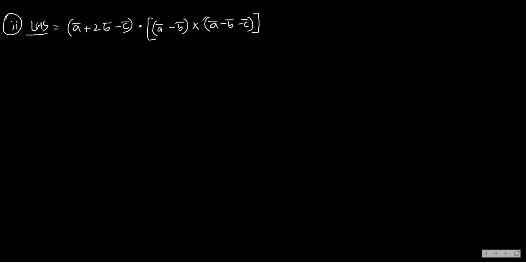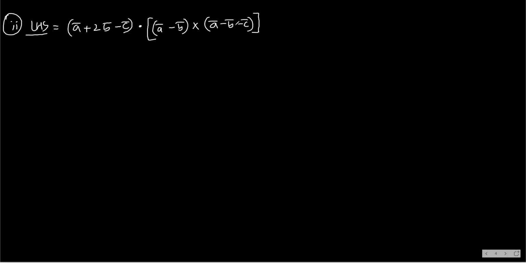So this is my left hand side. What will I do next? I will distribute the cross over difference. This time we have a minus sign. So see, (a bar minus b bar) cross a bar minus (a bar minus b bar) cross b bar minus (a bar minus b bar) cross c bar. So this is distribution of cross product over difference. Outside the bracket, you will keep it as it is.